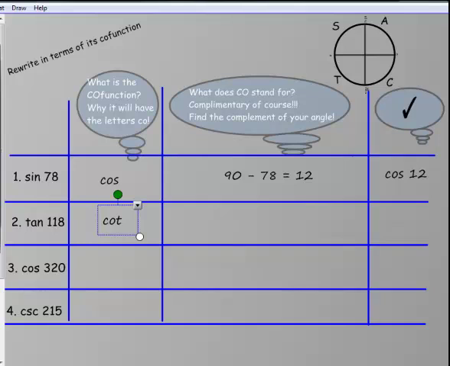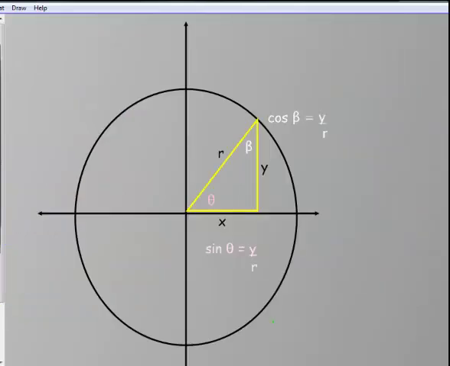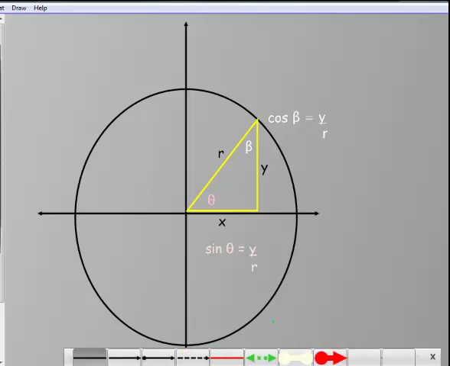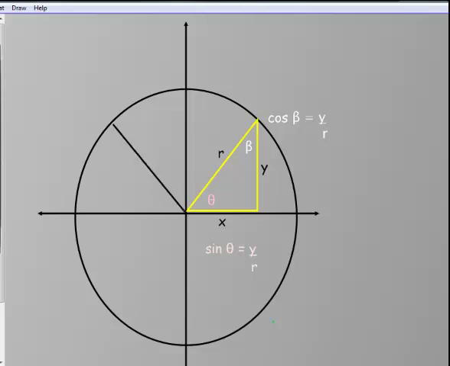So I've got two steps here. First of all, I have to find the reference angle to 118, which is 62. Then I have to find the complement to 62, which is 28. Now, to give you a quick view of that, you just got to remember that we are over here with 118. We'd be over here in the second quadrant. So I would have gone here, and that was the angle I was looking for.